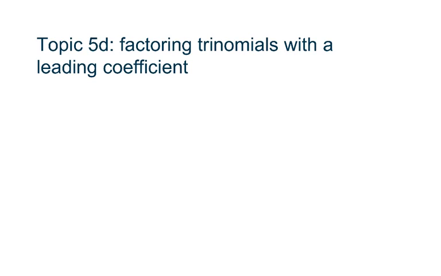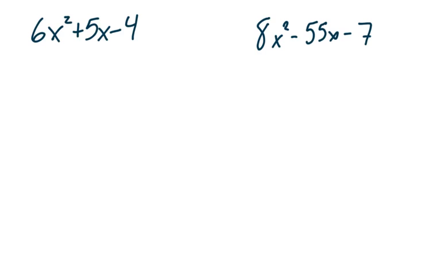In this video, we're going to talk about topic 5D, factoring trinomials with the leading coefficient. The first problem we're going to look at is 6x squared plus 5x minus 4. When we want to factor this, we first want to look: is there a GCF? Is there something that all three of these terms can divide evenly? And it looks like there is not.